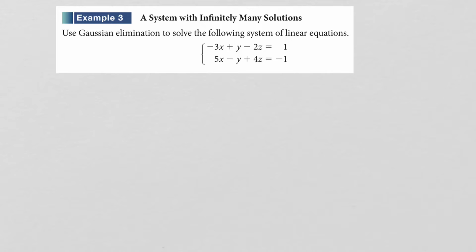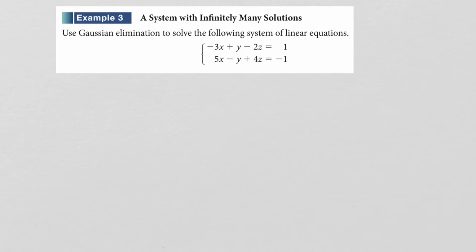Now let's take a look at an example of a system with infinitely many solutions. You're going to get infinitely many solutions very often when the number of equations is less than the number of variables. To get exactly one solution, you have to have at least the same number of variables and equations, and we don't have that here.